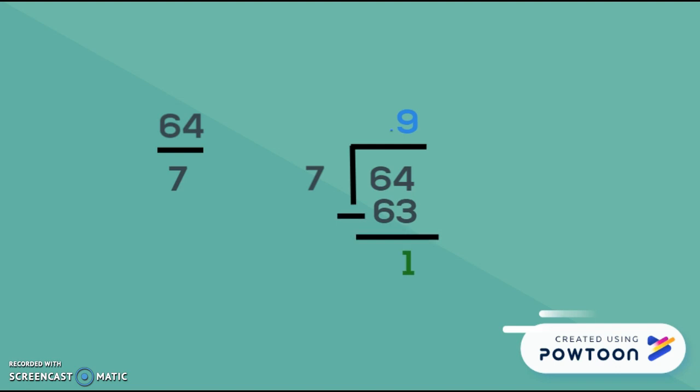So we'll take our quotient, which was 9, and that becomes our whole number. Our remainder, which is 1, becomes our numerator. And the 7 we were dividing by is now our denominator, which is actually the same as the original 7 we had at the beginning.